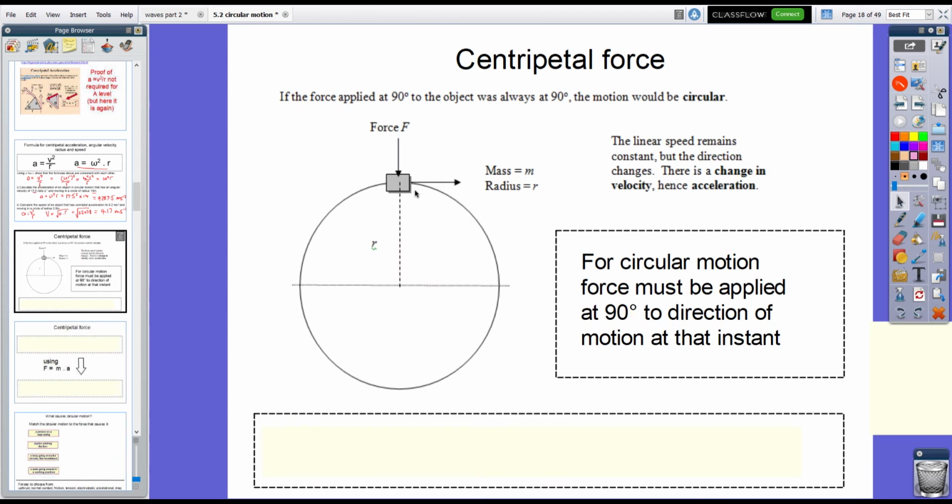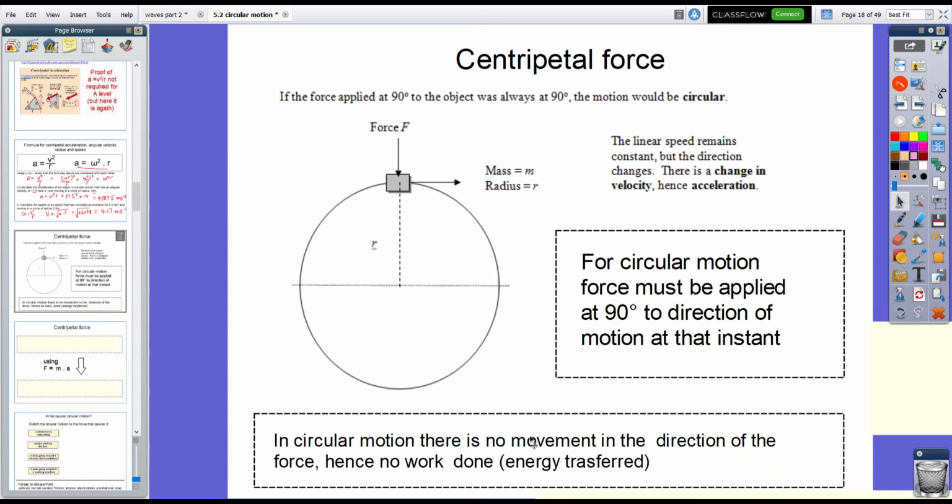So the force is always at 90 degrees to the velocity. What does that tell us? Well, in circular motion, there is no movement in the direction of the force. Remember, work done equals force times distance moved in the direction of the force. So there's no work done to the object when you move it in a circle. There's no transfer of energy to the object, not by the centripetal force, at least, anyway.